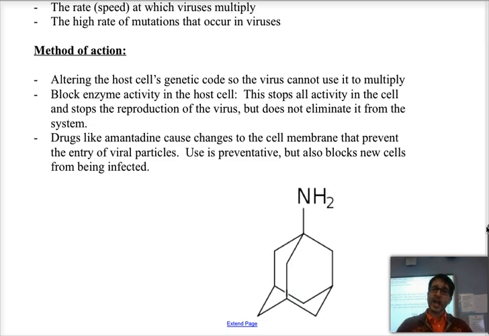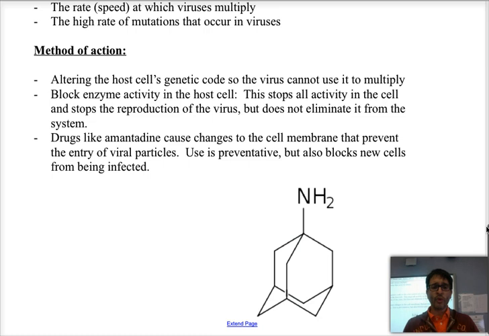But it does not have an effect on those cells that are already infected. All right. So antivirals are very, very difficult. Again, viruses do not have metabolic processes. You have to act on the host cell itself, and that's the real problem.